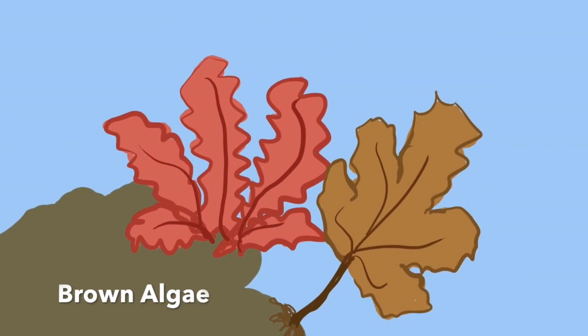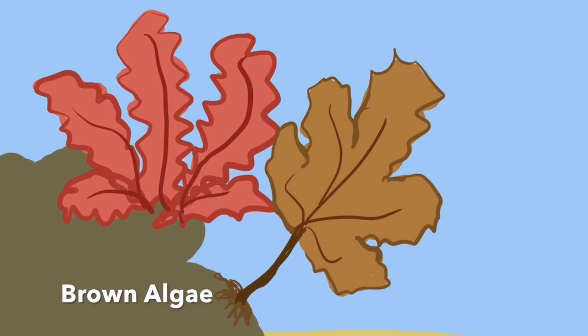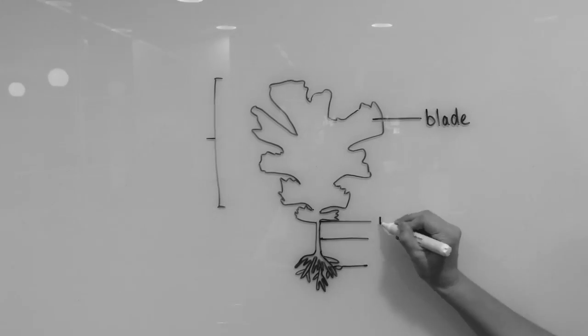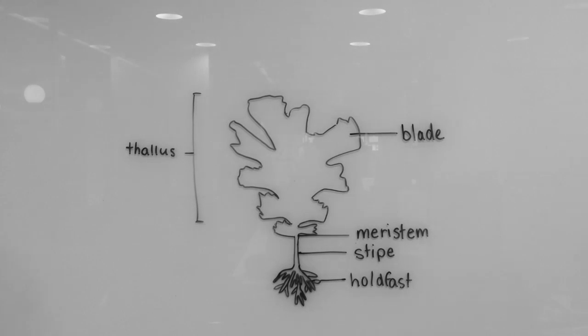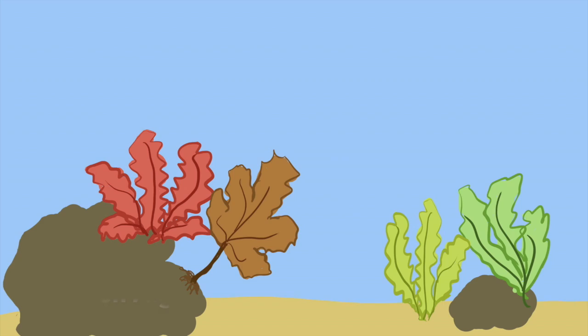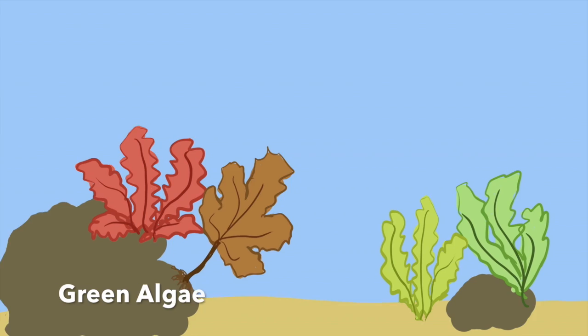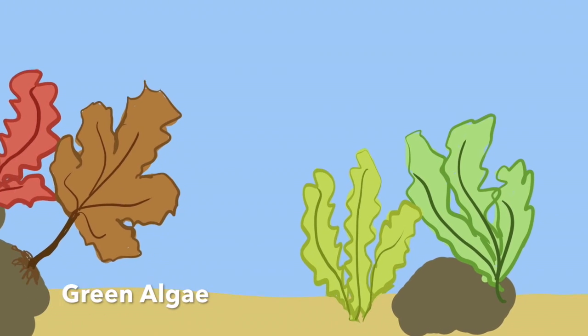Brown seaweeds, Phaeophyta, are the largest variation of algae, for example kelps. They have a simple structure with a holdfast, stipe, and thallus divided into blades and meristem. Finally, Chlorophyta, your green algae, most notably being sea lettuce. Chlorophyll A and B are the predominant pigments and store nutrients in the form of starch.